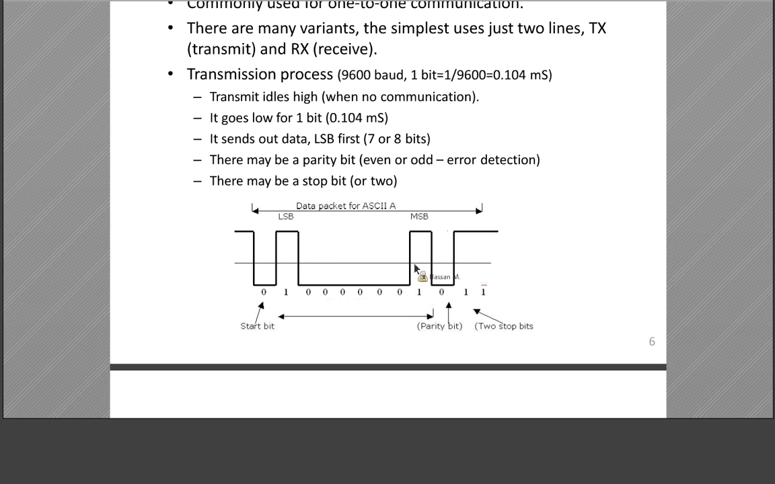These 8 bits are the data byte. This is the LSB. 1 0 0 0 0 0 0 1, that is 81 in hex. And this is the parity bit. Here we have even parity or odd parity.